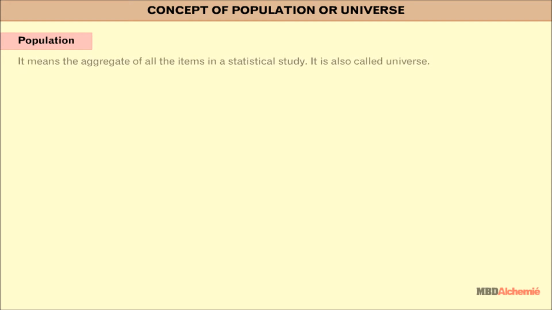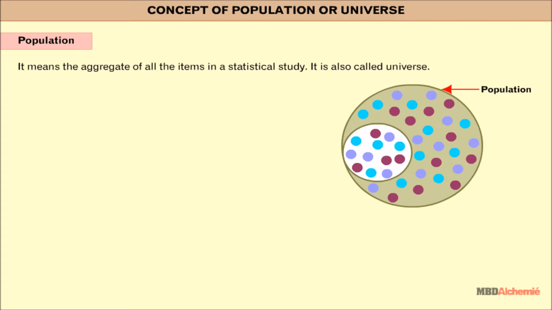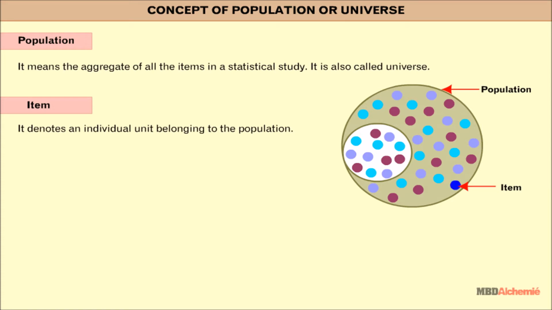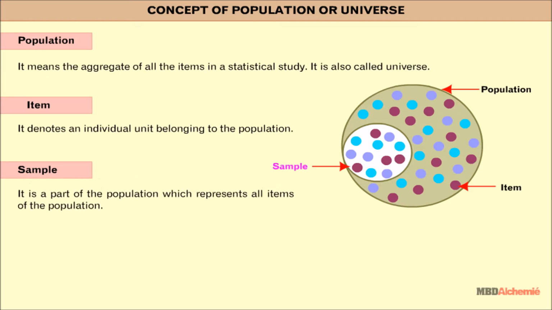Concept of population or universe. Population. It means the aggregate of all the items in a statistical study. It is also called universe. Item. It denotes an individual unit belonging to the population. Sample. It is a part of the population which represents all items of the population.